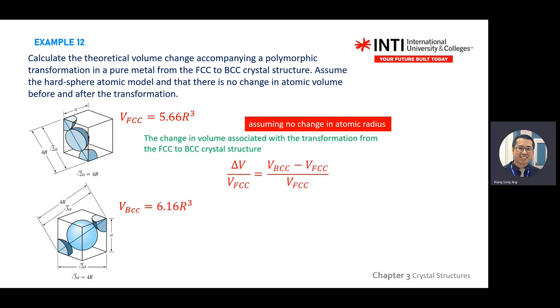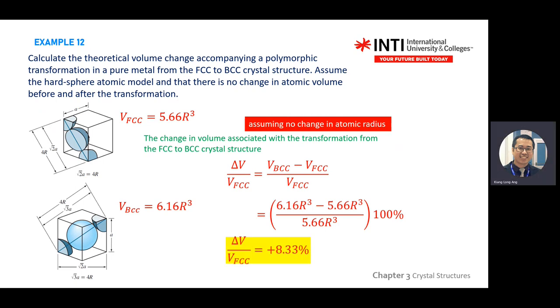So for the change of volume, you take BCC minus FCC, divided by FCC, because the previous one is FCC. You take this one minus this one, and you count the percentage. It will be around 8% change in volume per atom. So you get a positive value, which means the volume becomes bigger.